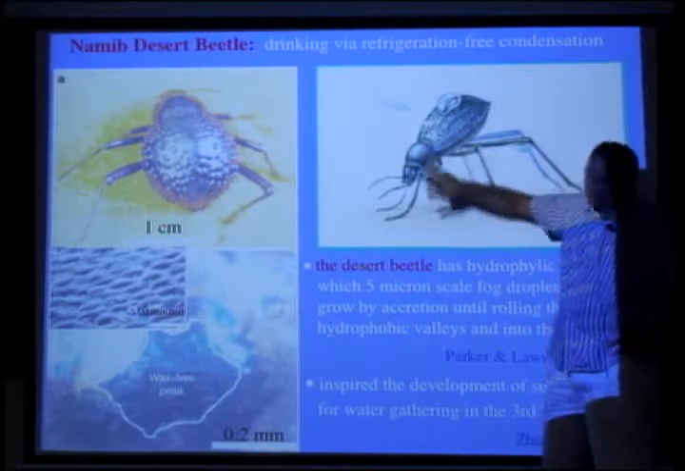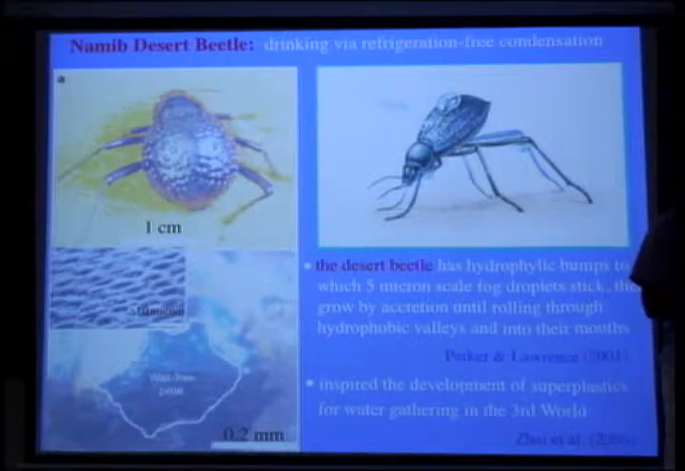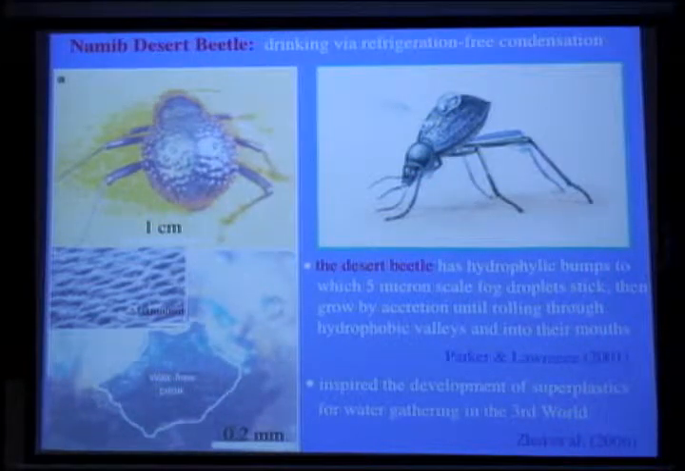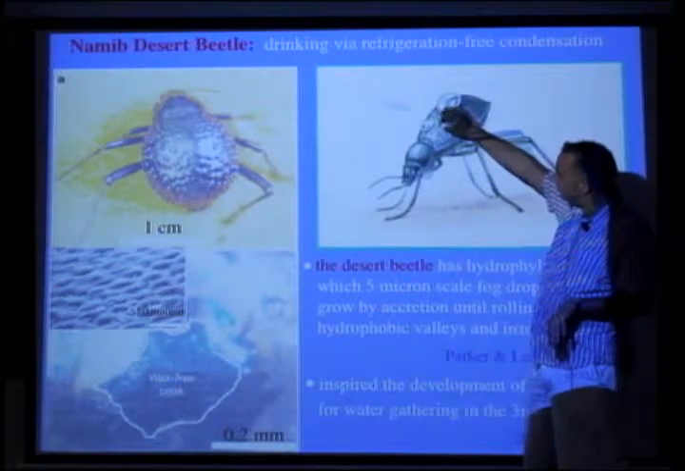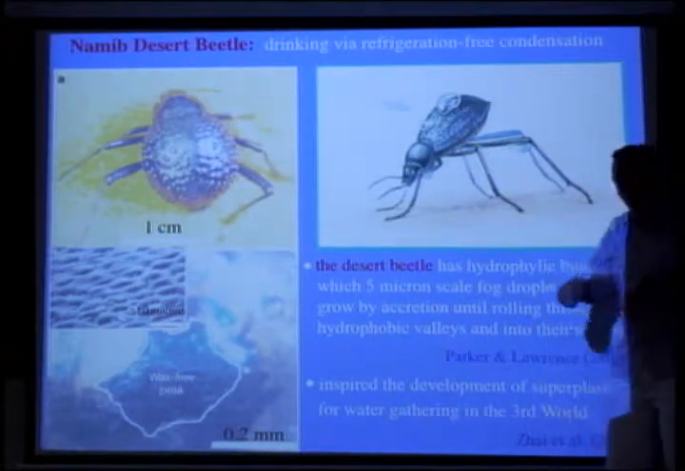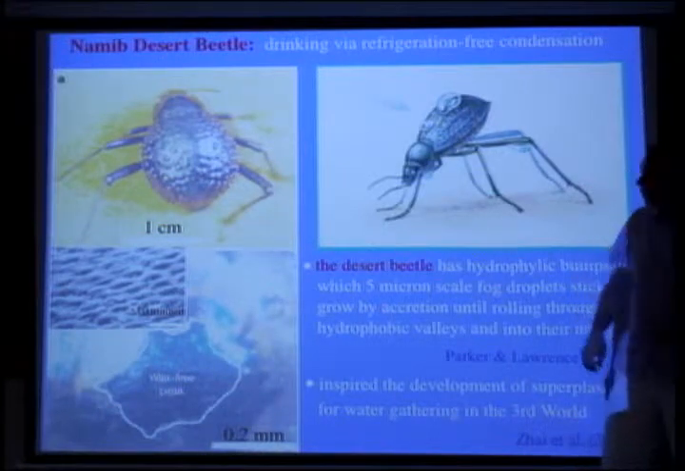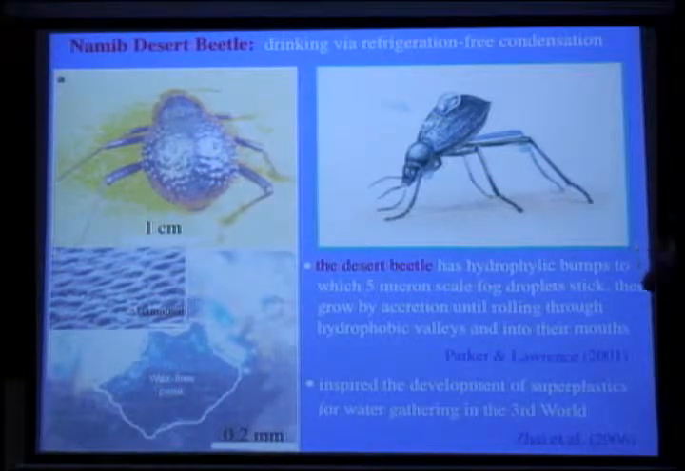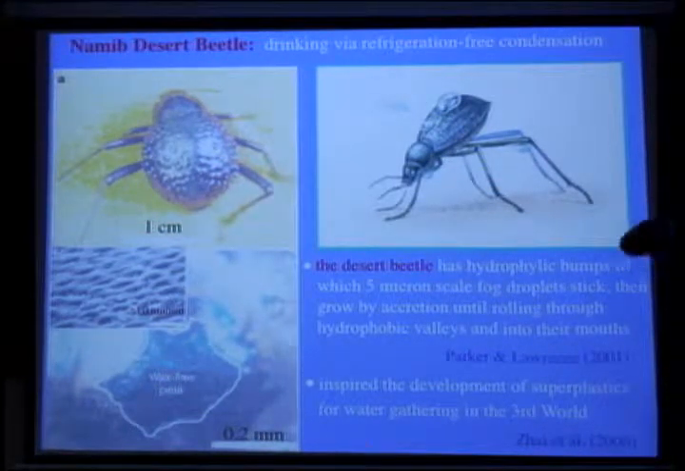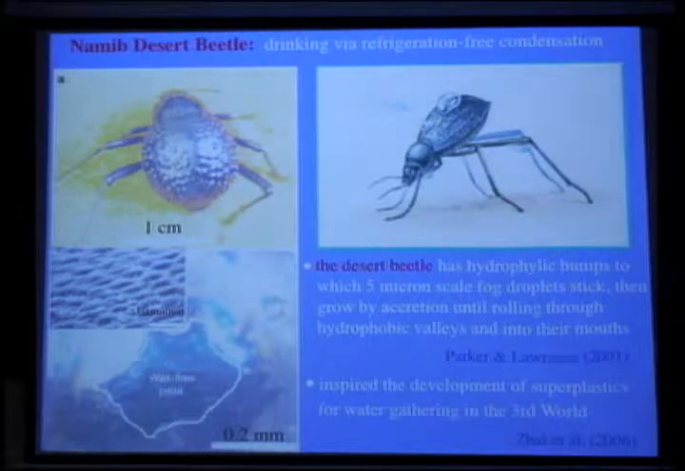So they have these hydrophilic bumps, which cause the drops to nucleate, and then they grow by accretion until they get large enough to be blown off by the wind, and then they're blown into the hydrophobic valleys and consumed by the creatures. And this has been used, the development of these so-called superplastics, for water gathering in the third world. So they have sheets of this stuff. They put it out in the morning, and they collect water.